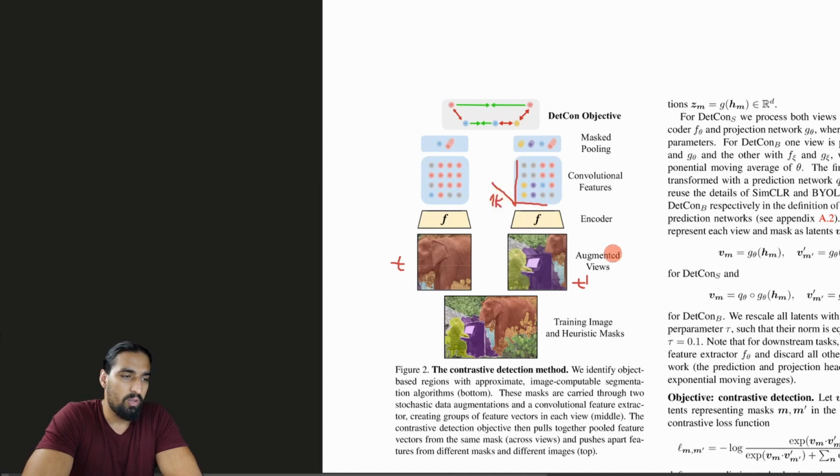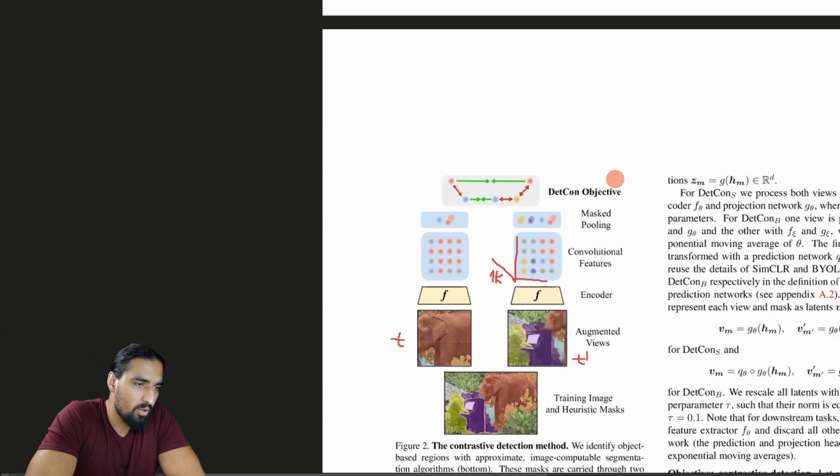Okay, so now the important thing to notice here is that they are using these segmentation masks. And that's the difference compared to BYOL. That's the difference compared to other SSL methods that we've seen so far. And we're going to see how they actually calculate the masks. But for now, let's treat that as a black box.